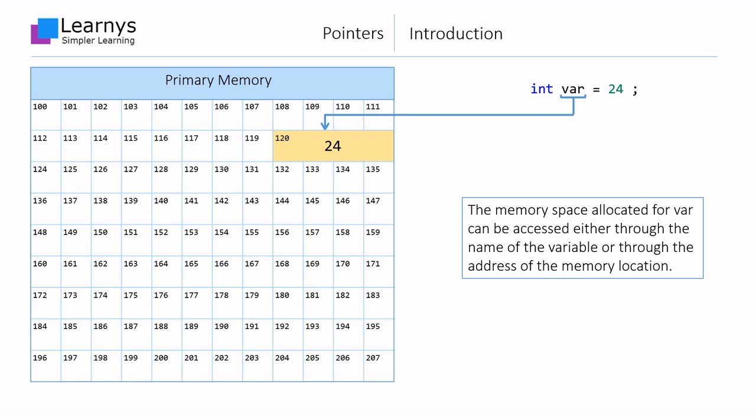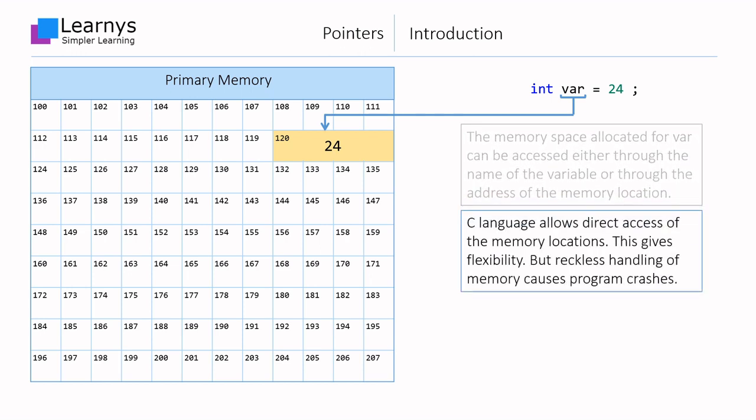C language allows direct access of memory locations and manipulation of the value stored at that location. This provision gives you significant flexibility, but one has to be very careful while dealing with memory. Reckless handling of memory may lead to program crashes. If we want to work directly with the memory locations, we should know how to obtain the address of the memory location which we would like to access. This will be covered later when we deal with the address of operator.